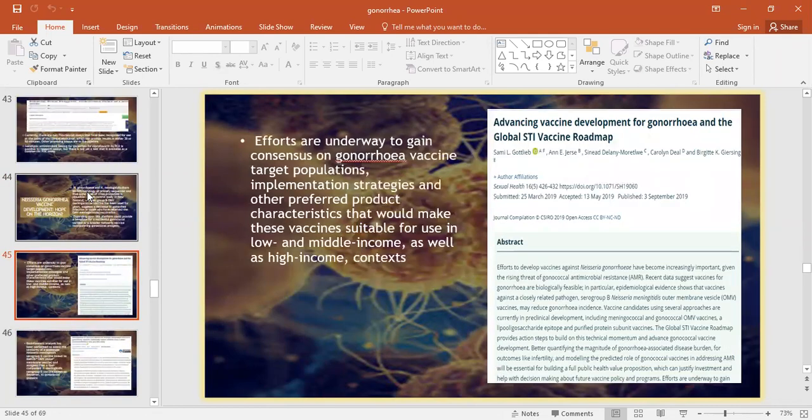Here is another article, Advancing Vaccine Development for Gonorrhea and the Global STI Vaccine Roadmap. Efforts are underway to gain consensus on gonorrhea vaccine target populations, implementation strategies, and other preferred product characteristics that could make these vaccinations suitable for use in low- and middle-income as well as high-income contexts.